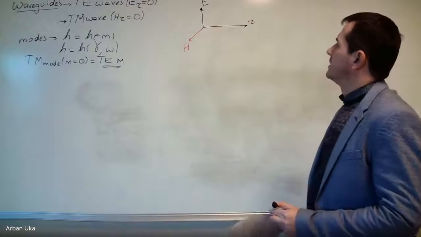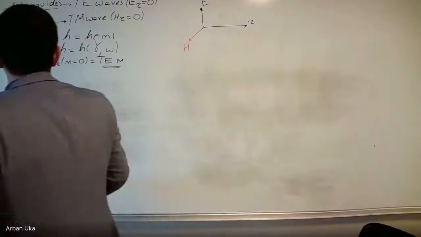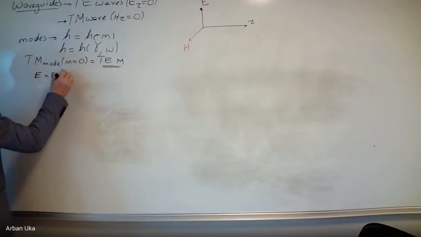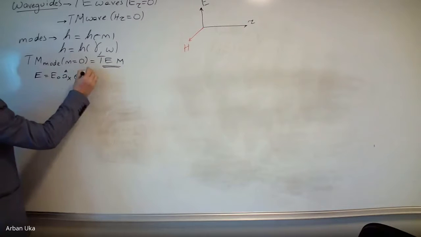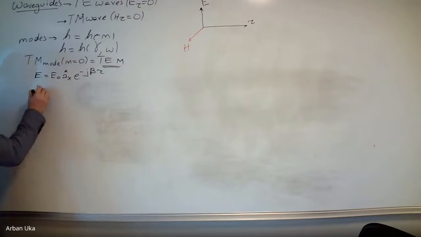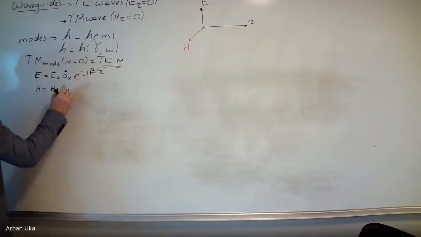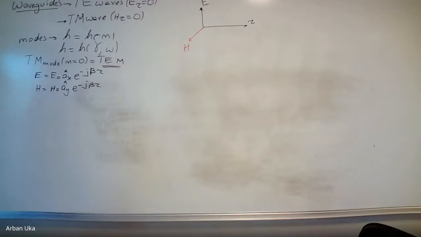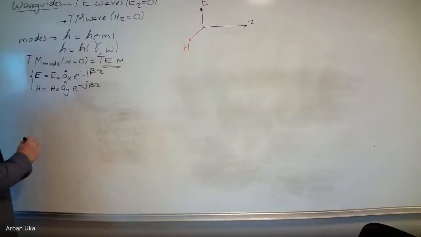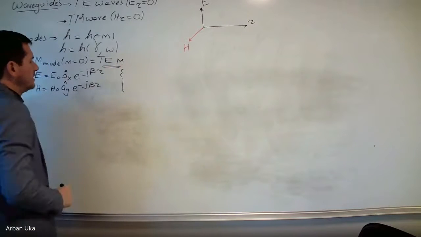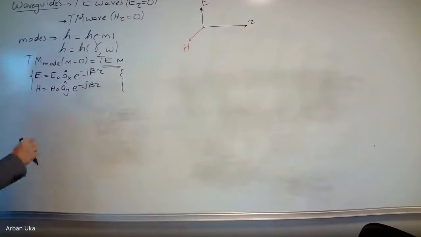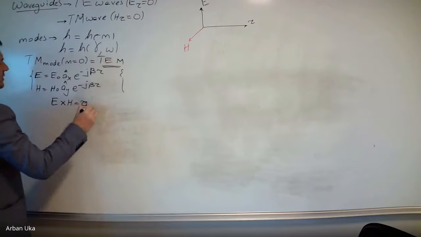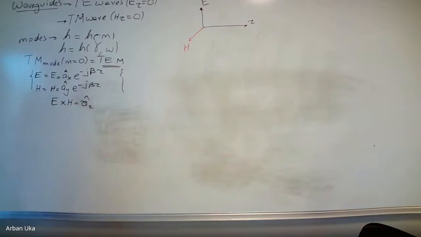And then a special case is that we can assume the following: E is equal to E0 AX e to the power minus j beta z. H could be H0 AY e to the power minus j beta z. This is one possible option. This is an acceptable pair of electric and magnetic field intensities, which both propagate along the z-axis, and we also have E cross H equal to AZ. So this shows the direction in which they propagate.